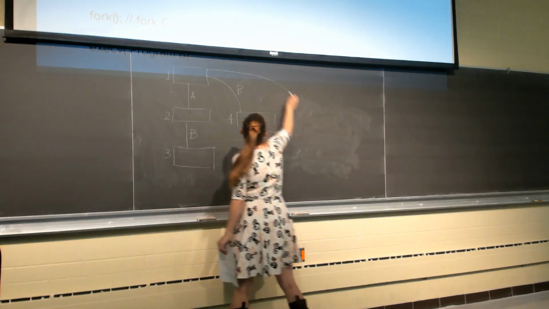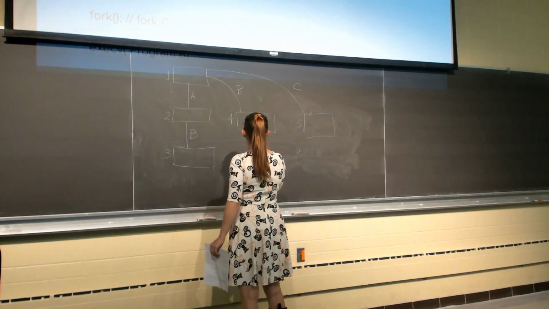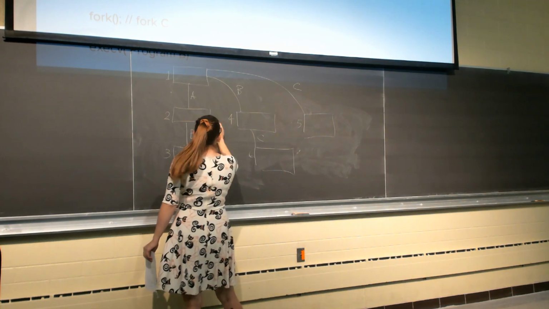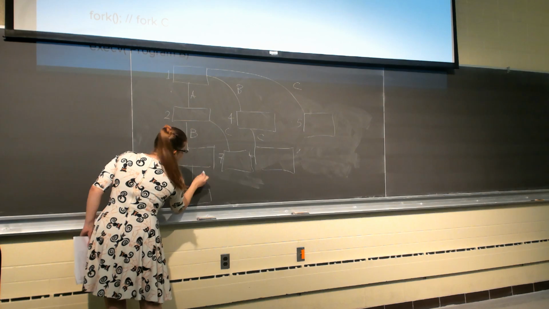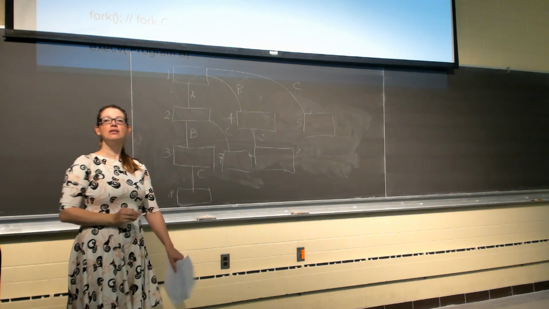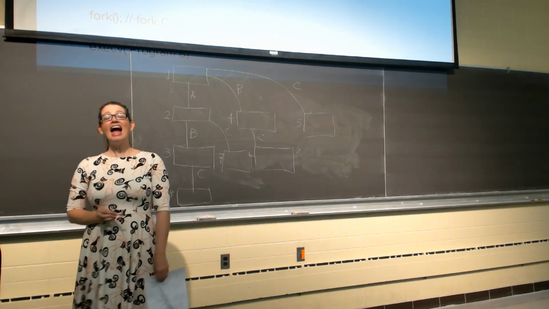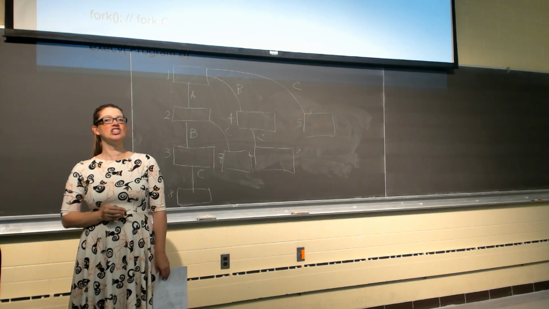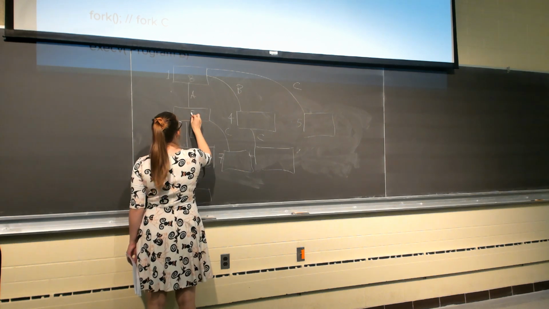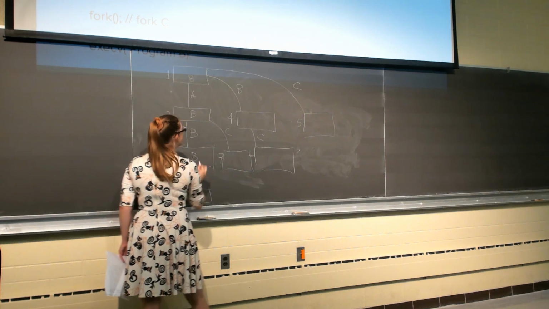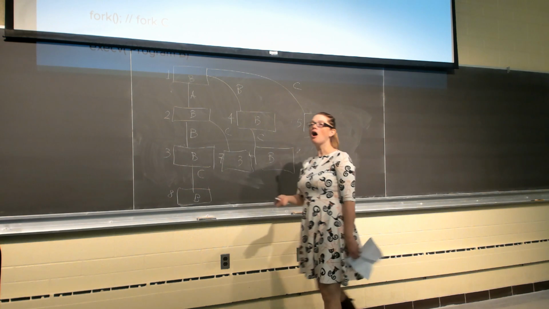So this calls C. Number 5. This one calls C. Number 6. This one calls C. There's 7. And that one calls C. So there's number 8. So 8 processes return from fork C. And now all 8 processes execute the next line of code, which is exec B, which means now all 8 of these processes are running program B. All of them.